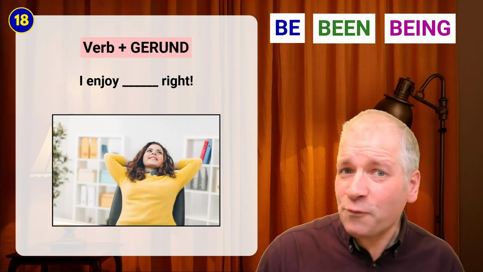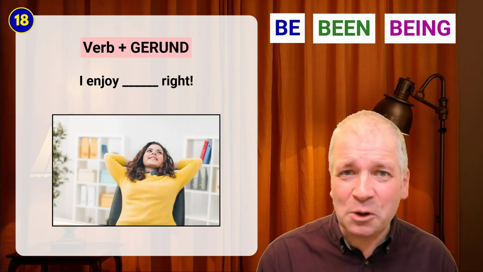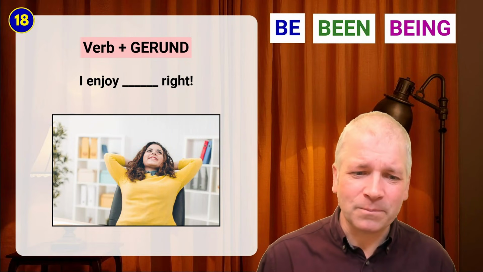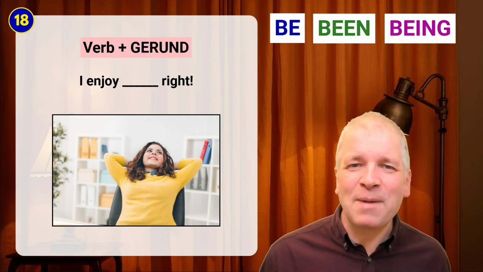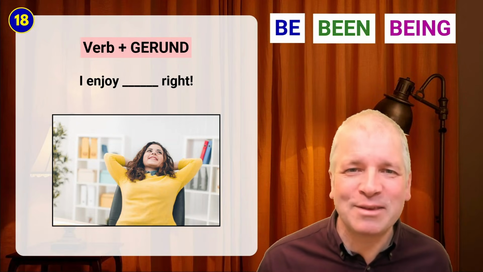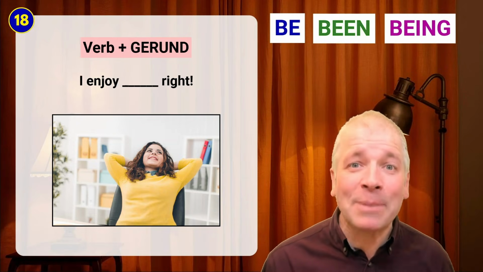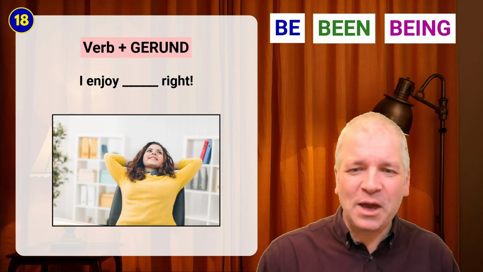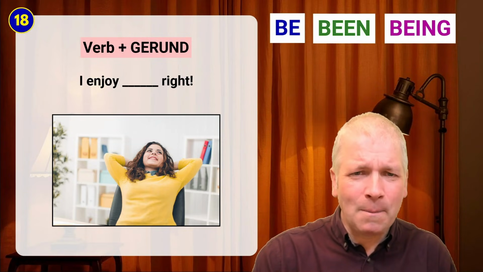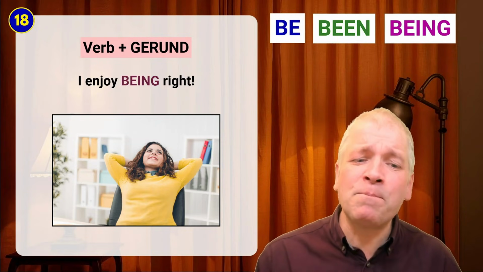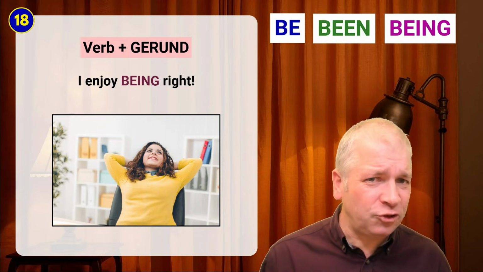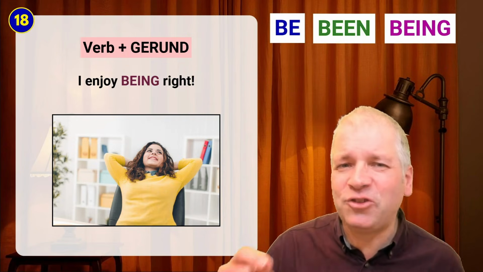Now, some verbs are not followed by to plus infinitive. They're followed by a gerund. How does that affect the verb to be? This lady has made a good decision, and now she's sitting back and she's really happy with herself, and she thinks this, I enjoy something right. Be, been, or being. This one is being right. Why? Because verbs such as enjoy are followed by the gerund.